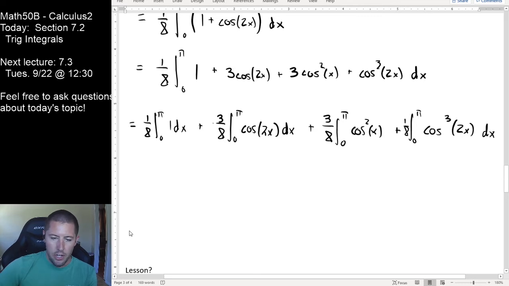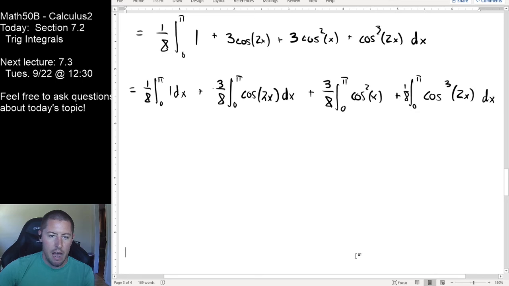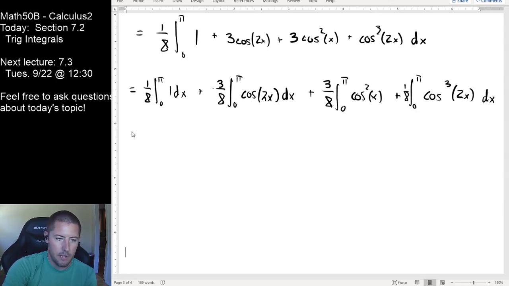So here's kind of what I want to do. I'm going to give myself some space here because I'm going to have to show some work for some of these, but sort of not for the others here. So this to me is going to be a 1/8 x, where x is going from 0 to pi. And so it looks to me like this is just going to be pi eighths for this one term that's right there.